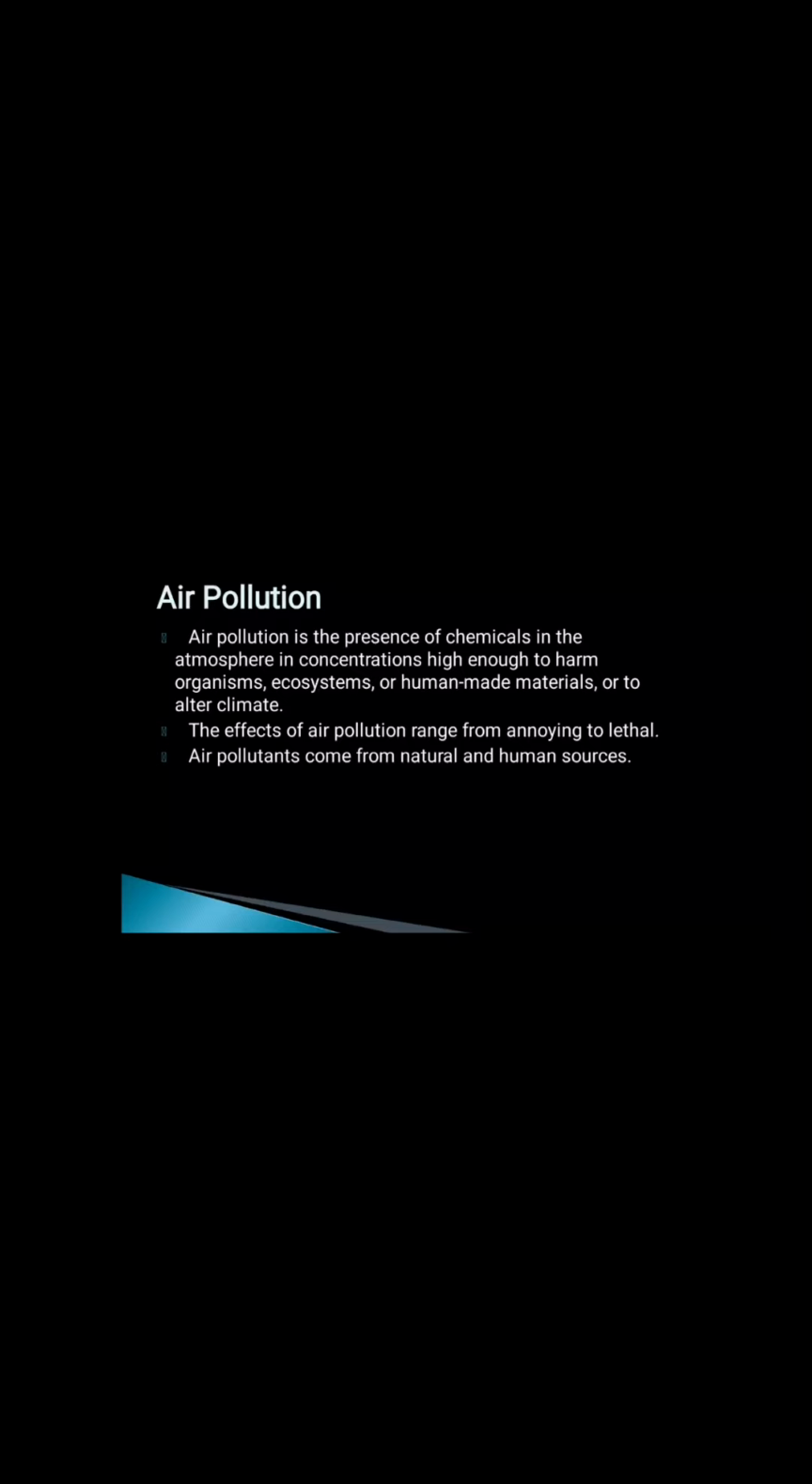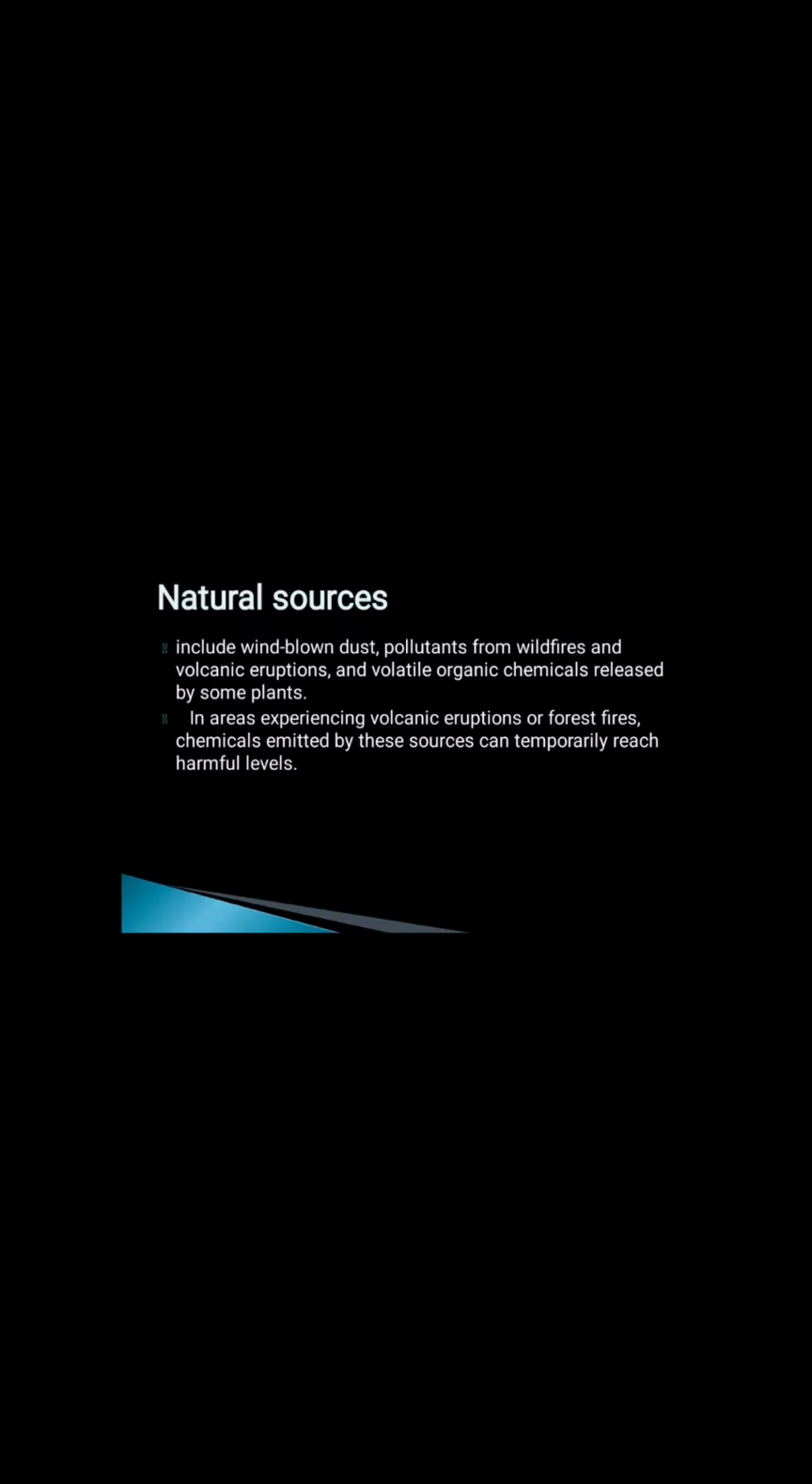Air pollutants come from natural and human sources, which will be explained in the next slide. Natural sources include wind-blown dust, pollutants from wildfires and volcanic eruptions, and volatile organic chemicals released by some plants. In areas experiencing volcanic eruptions or forest fires, chemicals emitted by these sources can temporarily reach harmful levels.